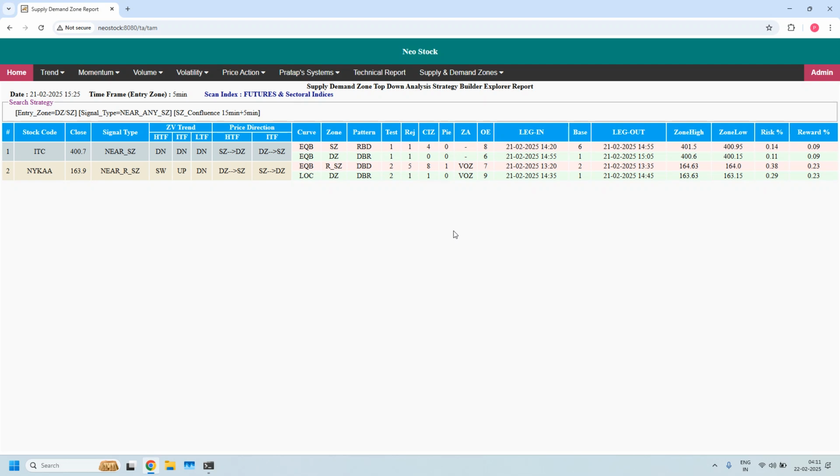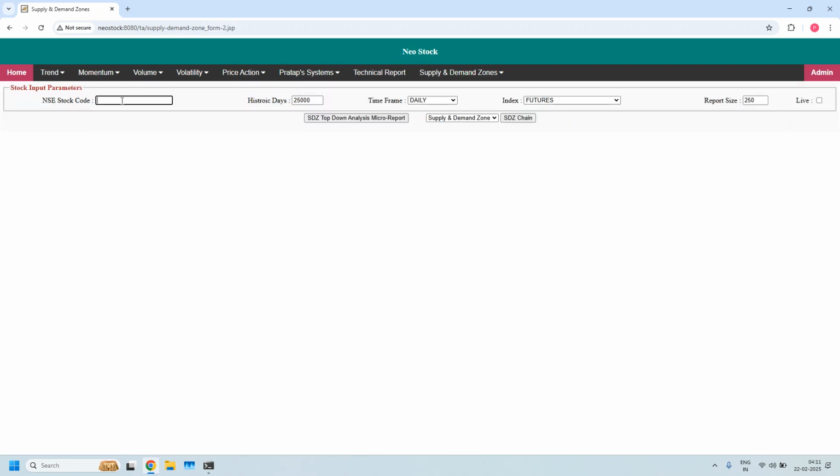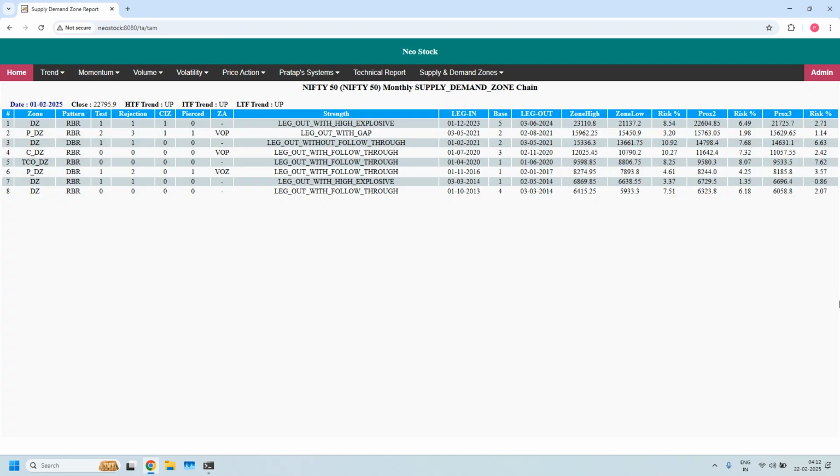Next, we will generate NIFTY and BANKNIFTY supply demand zone chain. First, let us generate NIFTY supply demand zone chain. That is nothing but Nifty 50. Starting with monthly time frame, generating monthly supply demand zone chain for NIFTY. So this is NIFTY monthly supply demand zone chain.